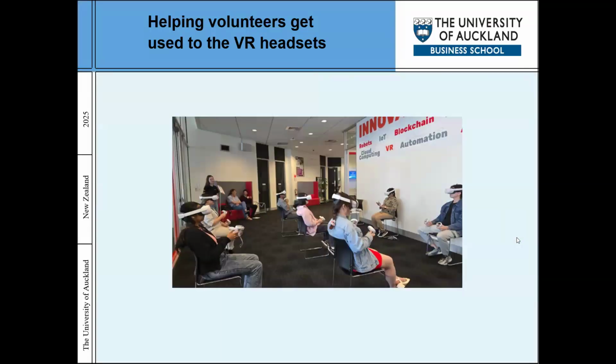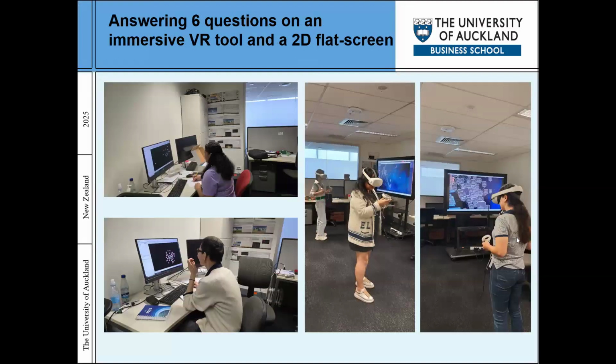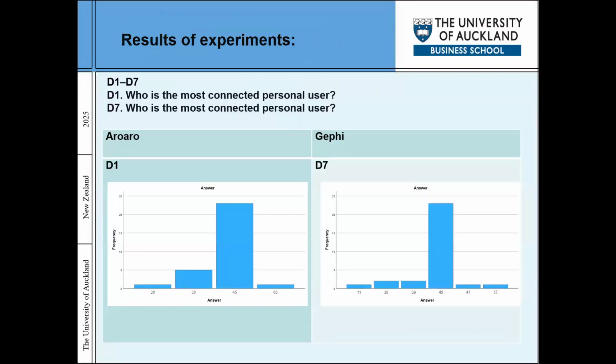And then what you're seeing here is the tech hub on level 1. Basically, this gives them some practice working with the headsets in case they don't have any prior experience. And finally, they use both platforms. On the left-hand side, you are seeing them using the GEFI 2D flat screen tool. And on the right-hand side, you're seeing them using RORO on a VR or mixed reality headset. And they are answering 6 questions on each.